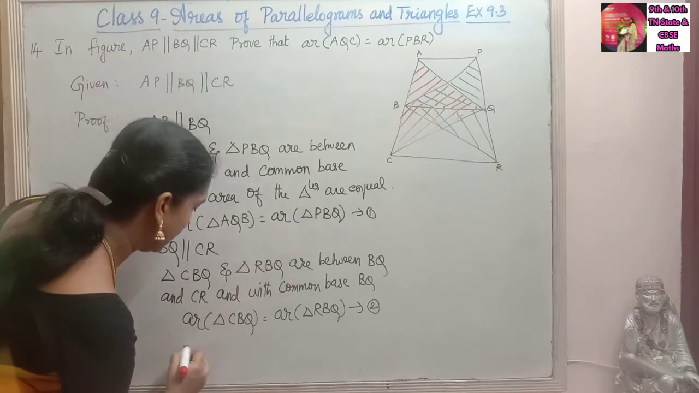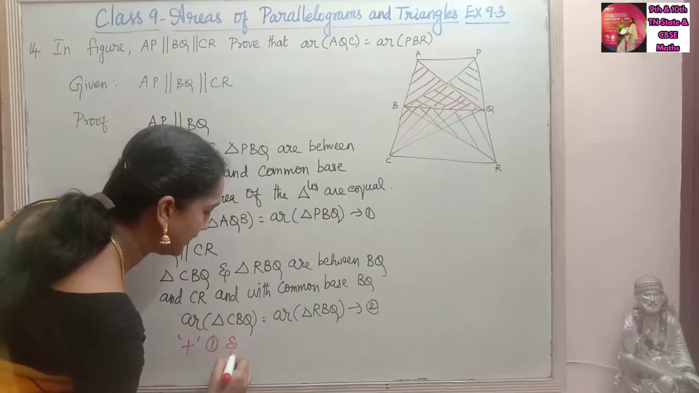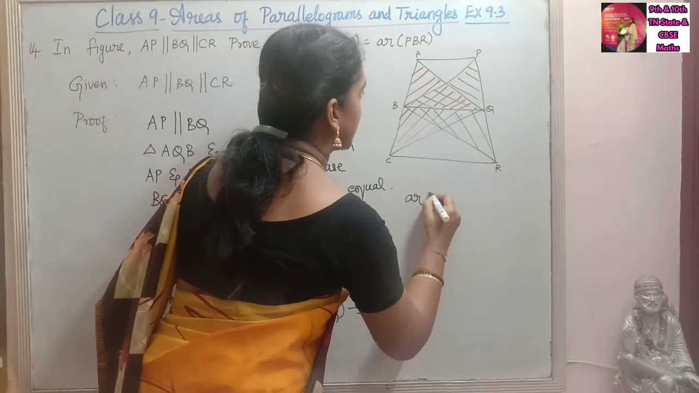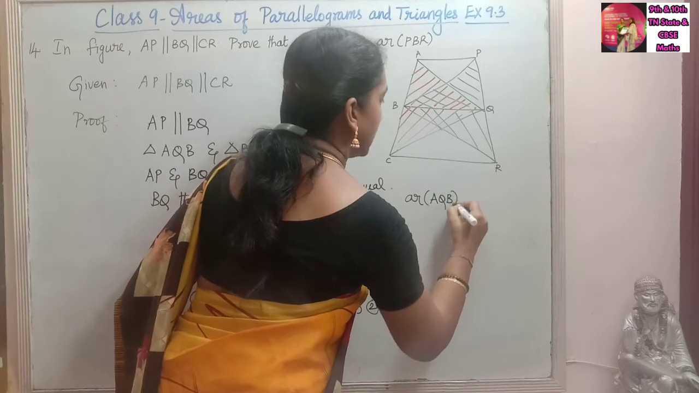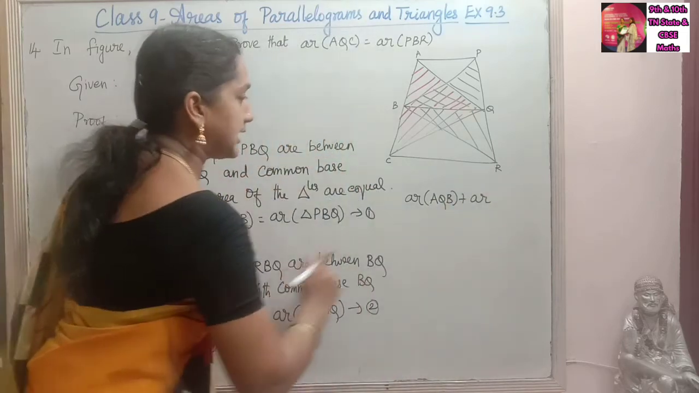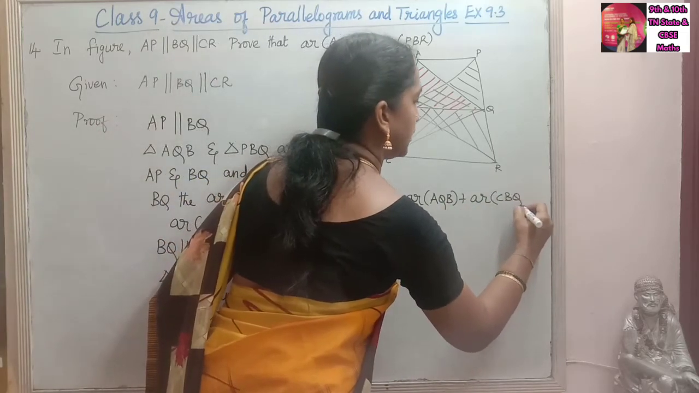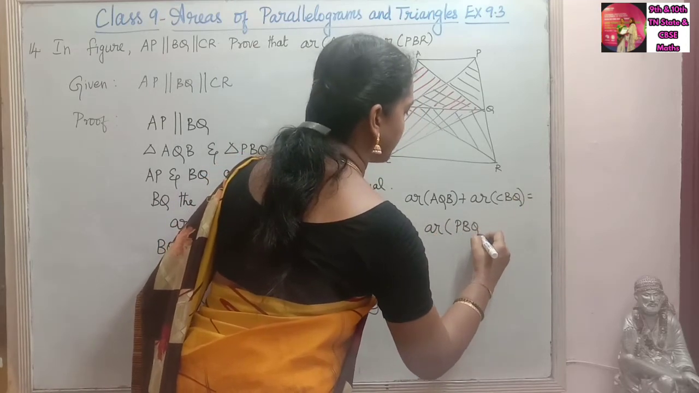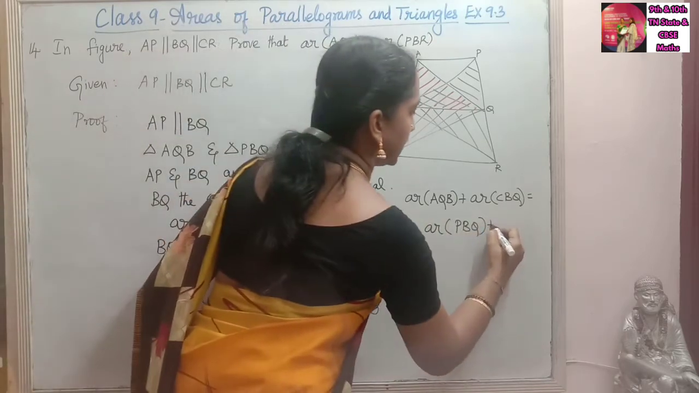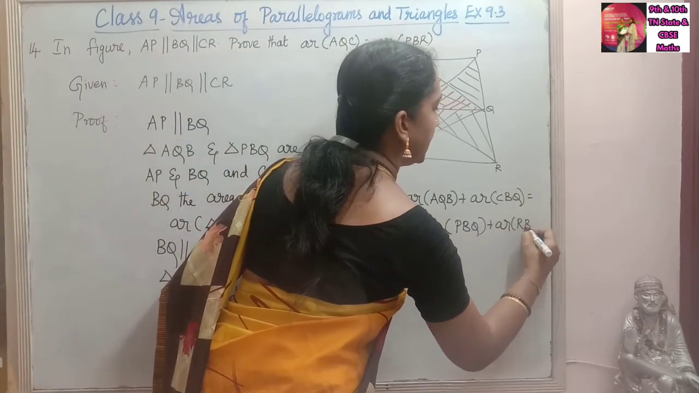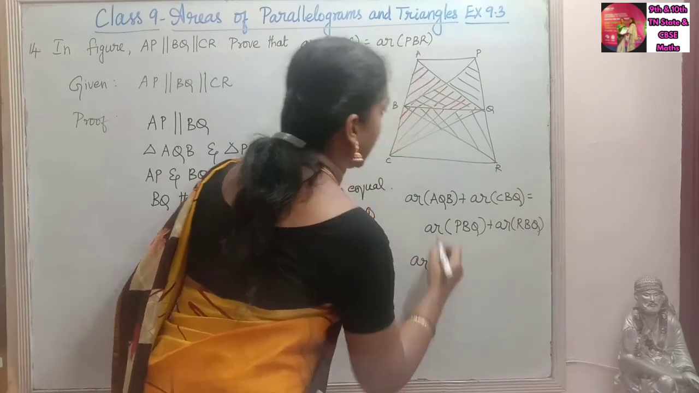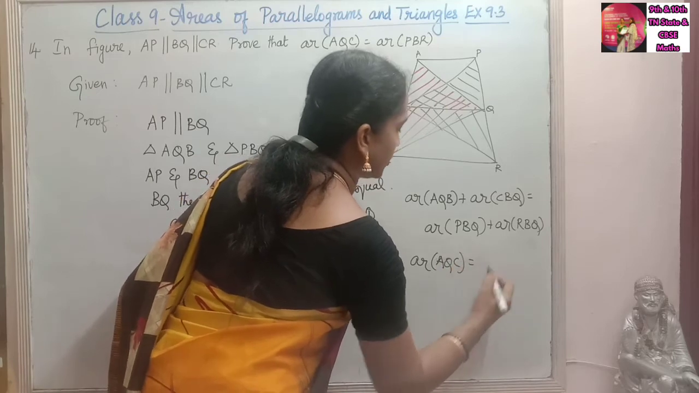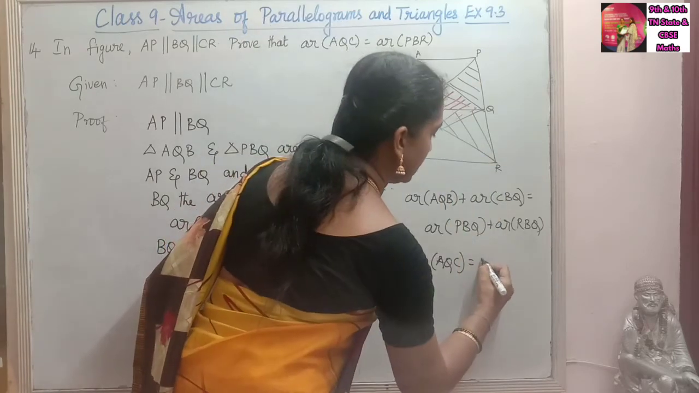So, adding 1 and 2, we will get area of AQB plus area of CBQ is equal to area of PBQ plus area of RBQ. So if we add this, we get the full triangle AQC. Area of AQC is equal to area of PBR.